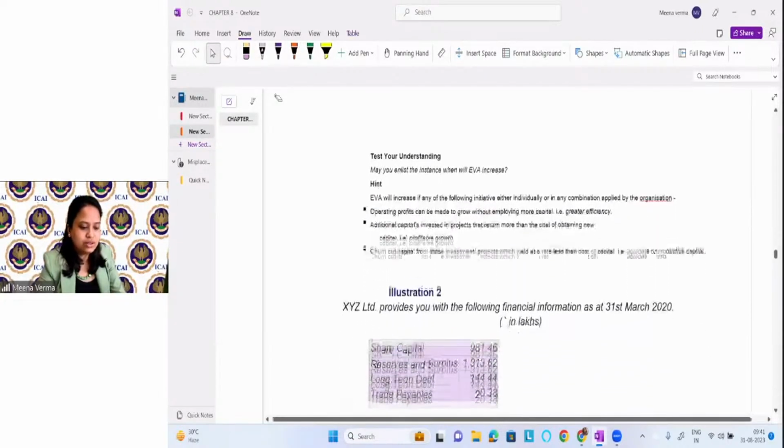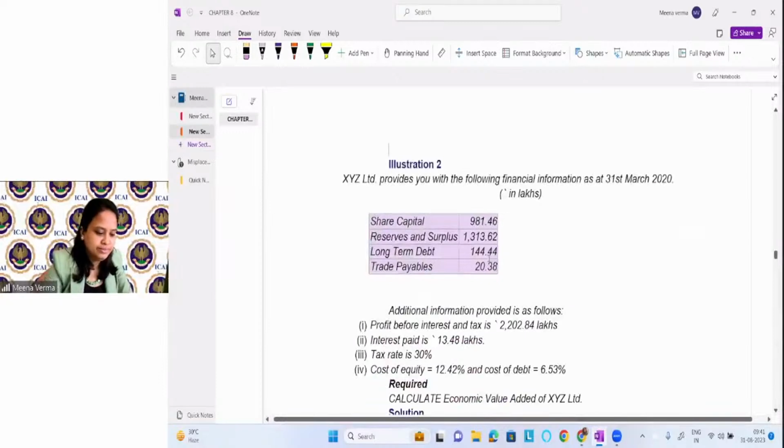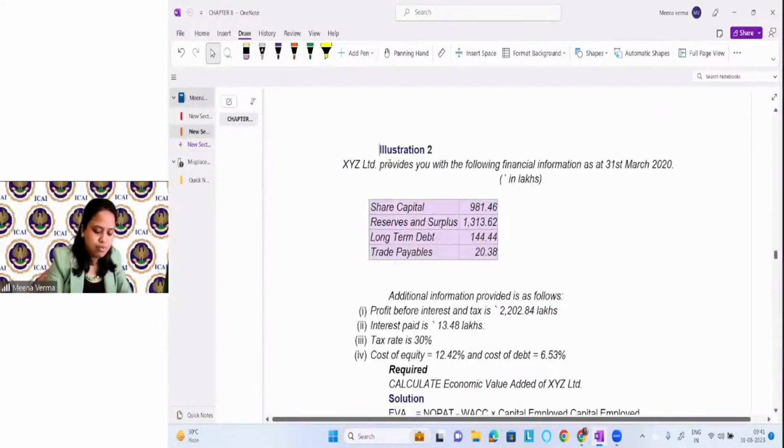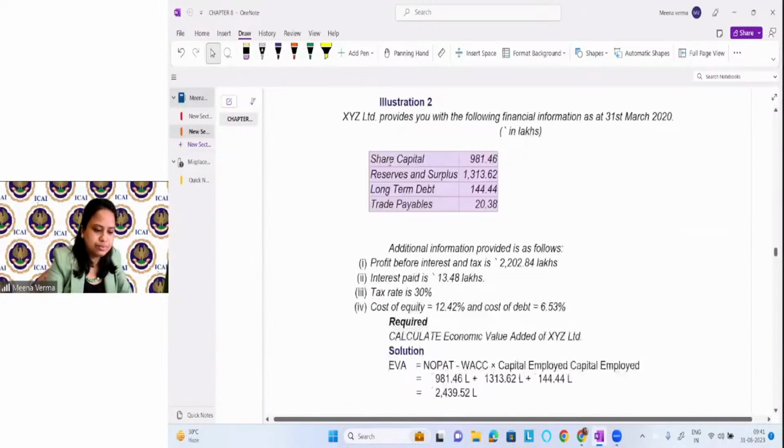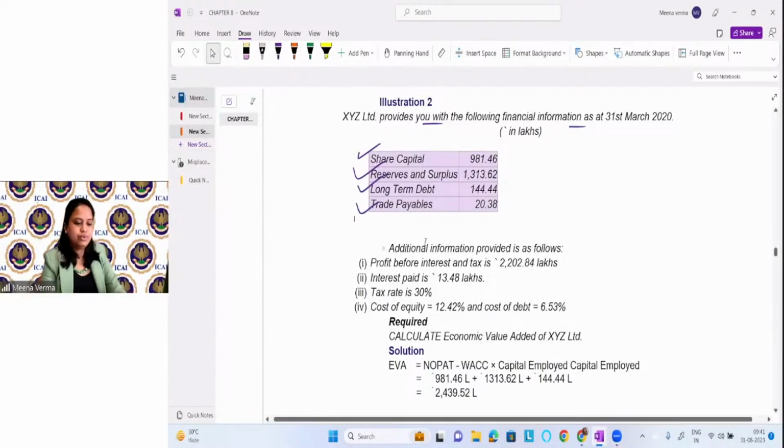I hope it is all clear. Let's take one more question. We have one more question. Let's do this. What do you have to do here? Okay. So what do we have here? XYZ, a company that provides you with the following information. What information? Share capital is given, reserve is given, long-term debt is given, trade payable is given. Right? Okay.